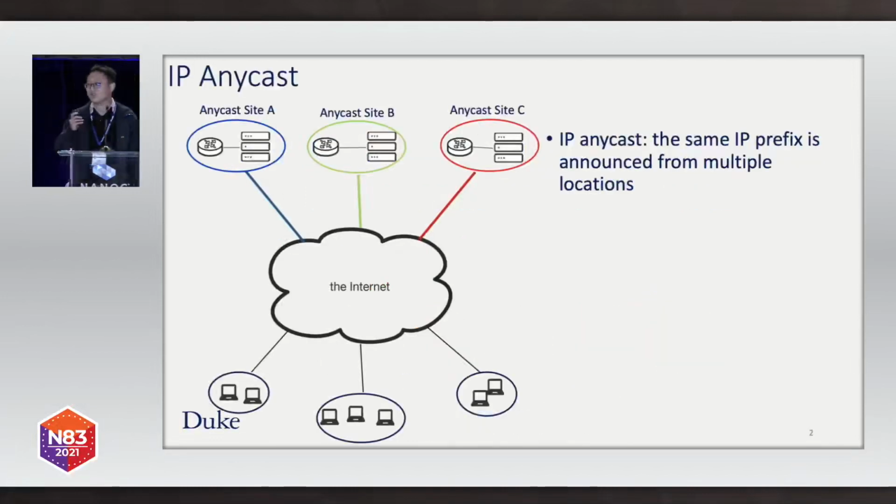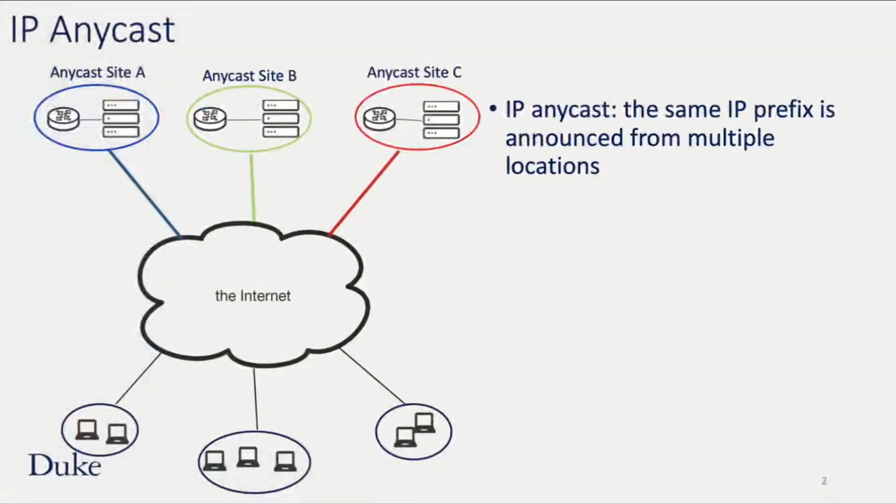First, let me introduce what IP Anycast is. IP Anycast is a routing paradigm that allows you to announce the same IP prefix from multiple different locations. Take this graph as an example. There are 3 Anycast sites, and each site can announce the same IP prefix to the internet. After BGP has converged, different clients will get their catchment area. Each client will just send its request to the corresponding catchment site.